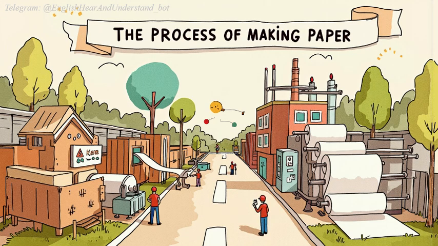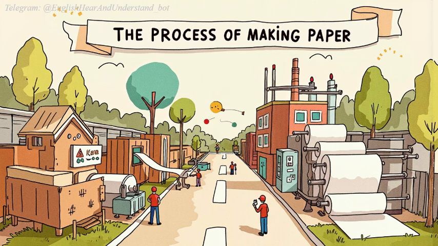Step 7. Drying the paper. The wet sheet of paper goes through a drying process. It is passed through large rollers that squeeze out the water. Then, the paper is dried using hot air. This step makes the paper strong and ready for use. After drying, the paper is rolled into large rolls.